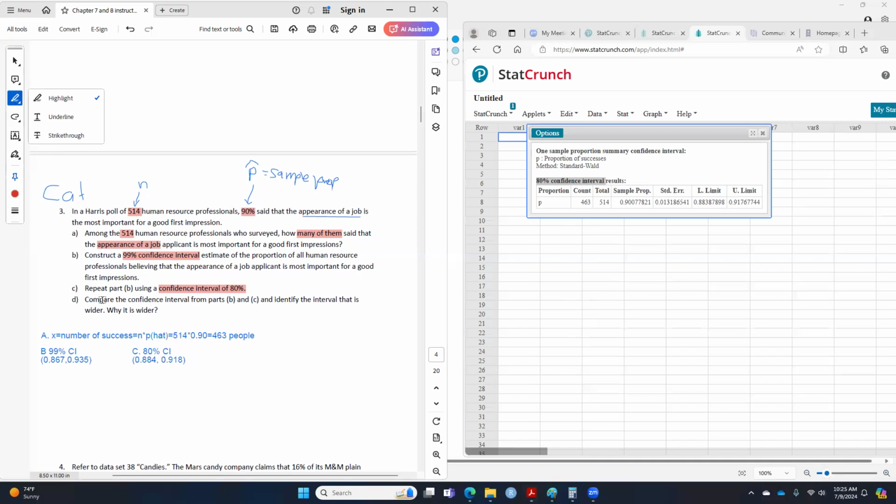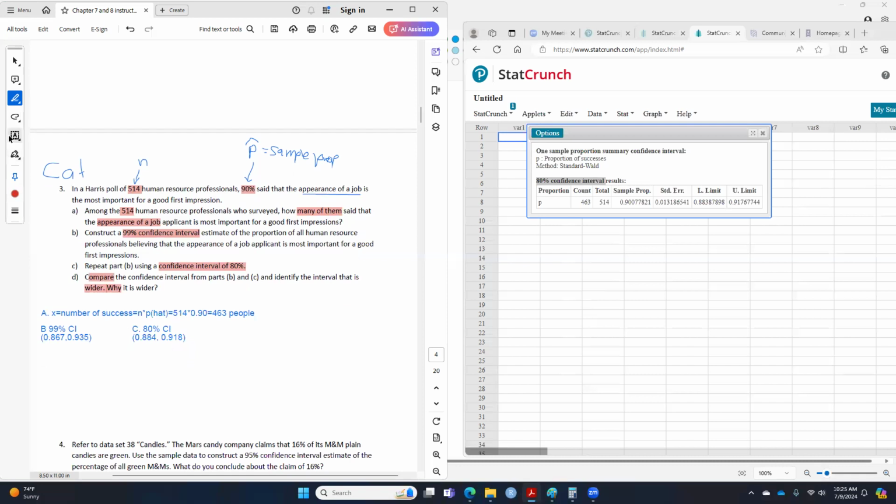So question D, now you will compare these two confidence intervals, the 99 and 80% intervals, and they ask you which interval here is wider and why. Okay, so that's the question it's asking. Now you need to compare these two confidence intervals, which one is wider and why it is wider.